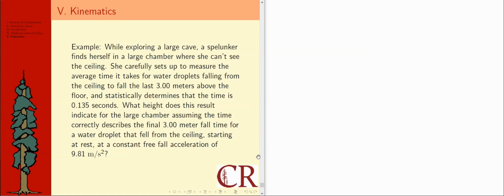You can appreciate why she might need to be precise, because that's a very small time, and if you have imprecision in that, it might affect her results a lot. What height does this result indicate for the large chamber, assuming the time correctly describes the final 3 meter fall time for a water droplet that fell from the ceiling starting at rest and at a constant free fall acceleration of 9.81 meters per second squared?